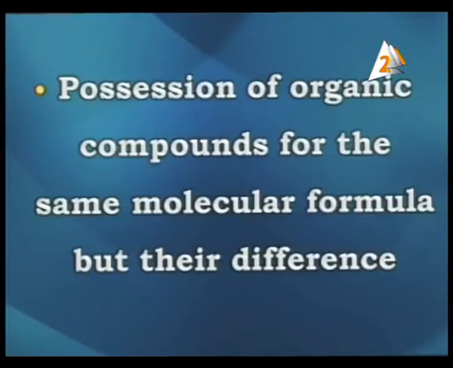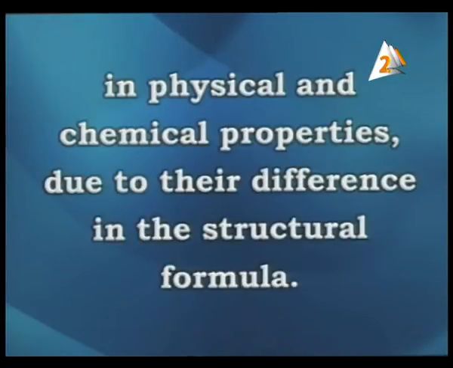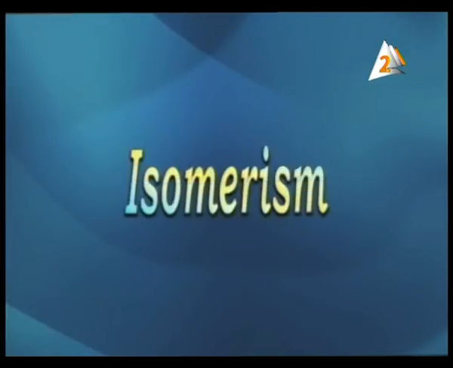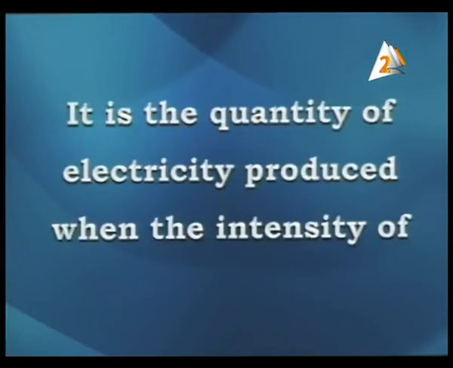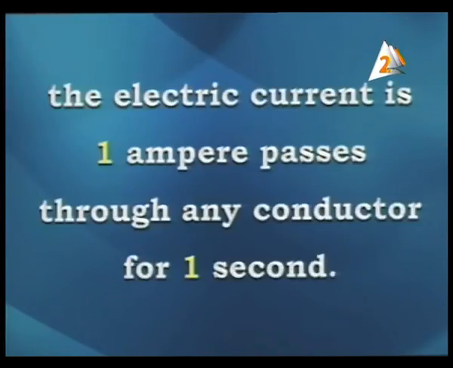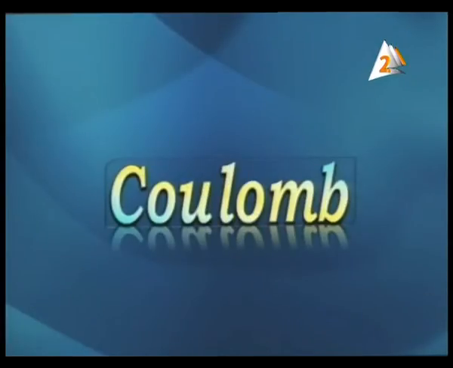The possession of organic compounds of the same molecular formula but different physical and chemical properties due to their difference in the structure formula. Yes, if you think about it, it will be isomerism. It is the quantity of electricity produced when the intensity of the electric current is 1 ampere passes through any conductor for 1 second. Yes, the answer will be Coulomb.